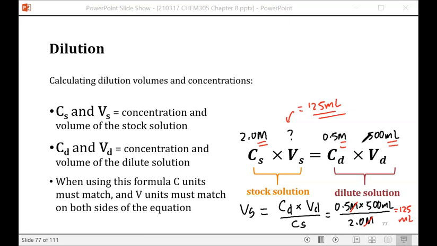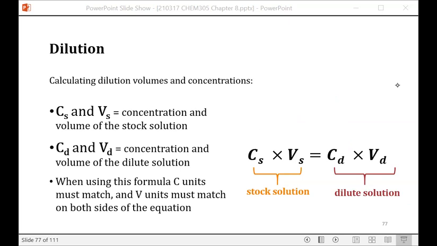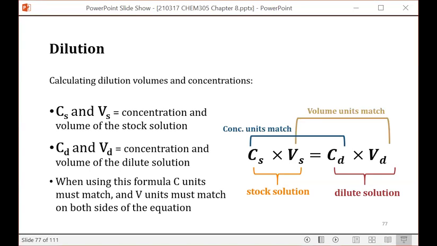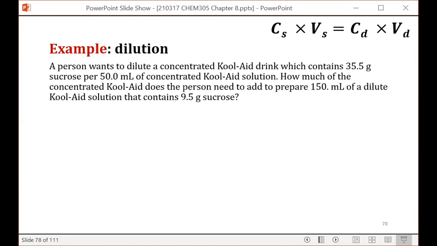So that's a very simple concentration problem. We'll do some more examples as we go through here. And again, make sure your concentration units match and your volume units match. So when you rearrange this equation to solve for whichever one of these is unknown, your units end up canceling out. So let's do an example here.